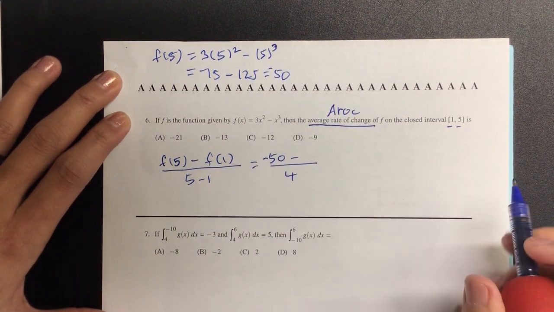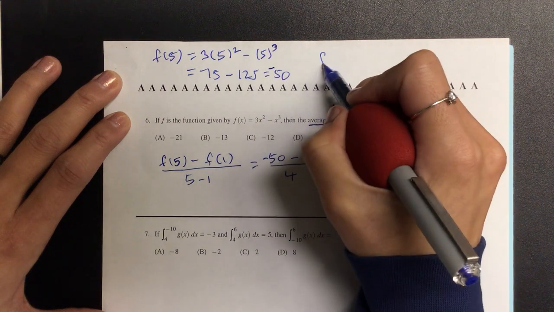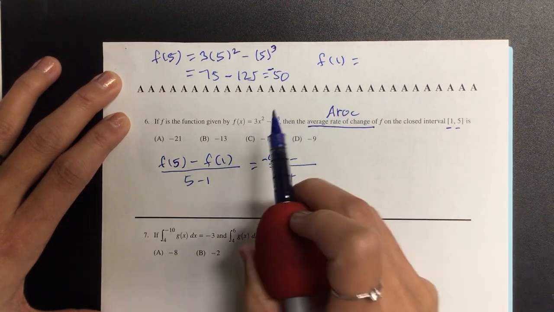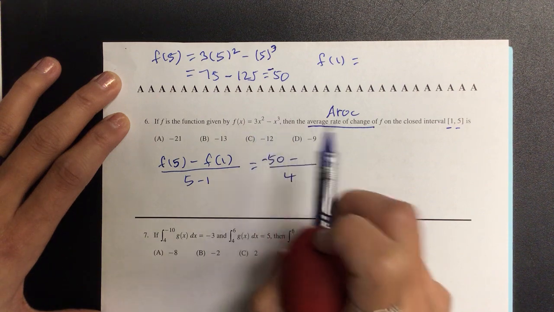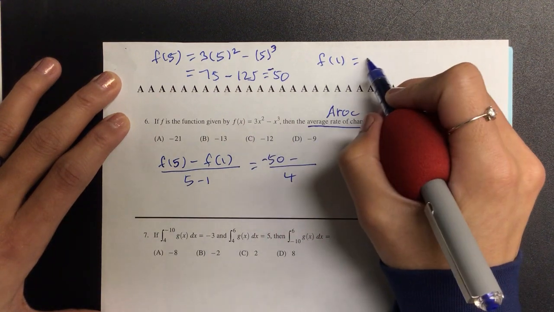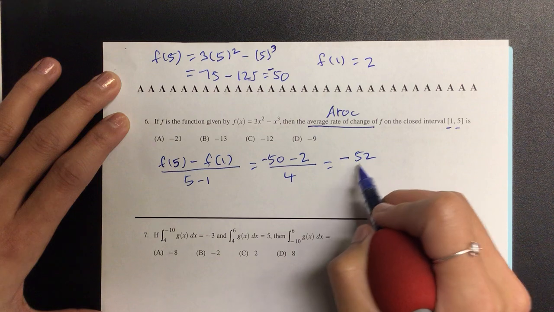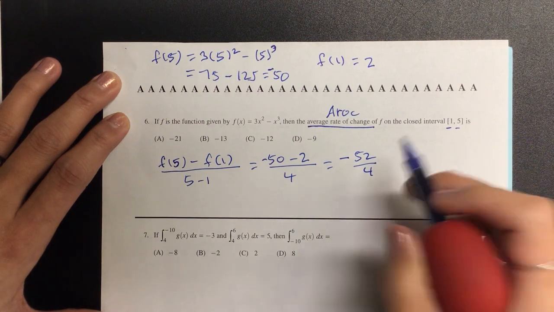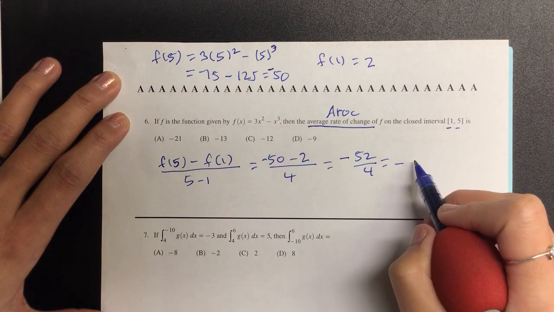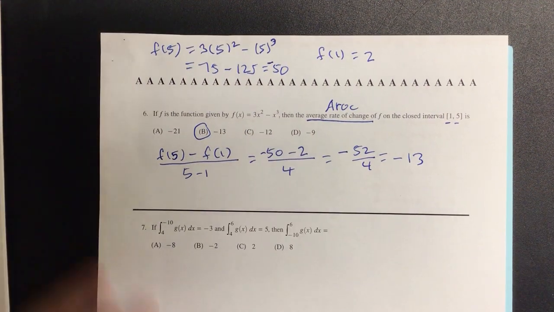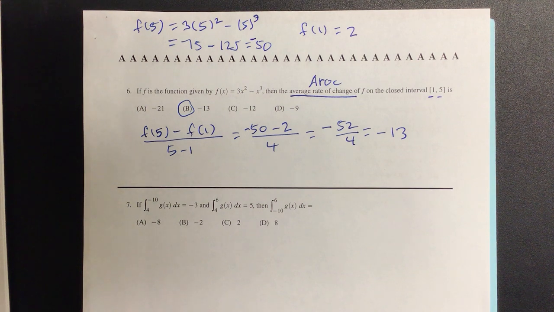Then our next one, that's a negative sign, we have f of 1, and 1s are always nice to compute. If I plug in 1 here and 1 here, it's basically 3 minus 1, which is 2. So when I do further, we get negative 52 over 4. And 4 does go into 52 cleanly, negative 13. The formula is f of x2 minus f of x1 over x2 minus x1, which in the end becomes the slope formula.